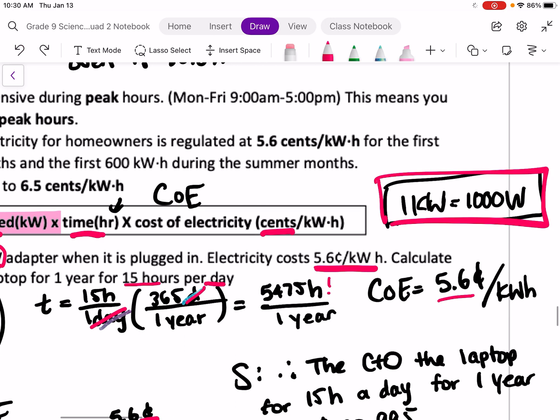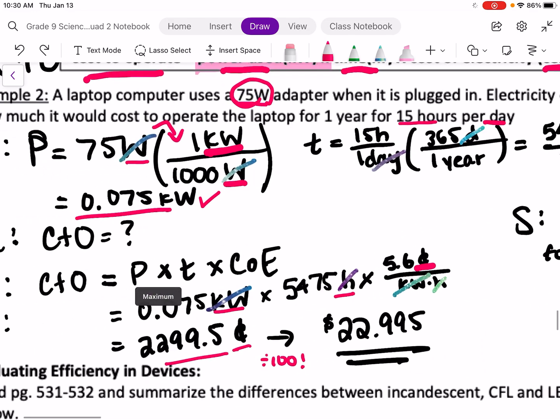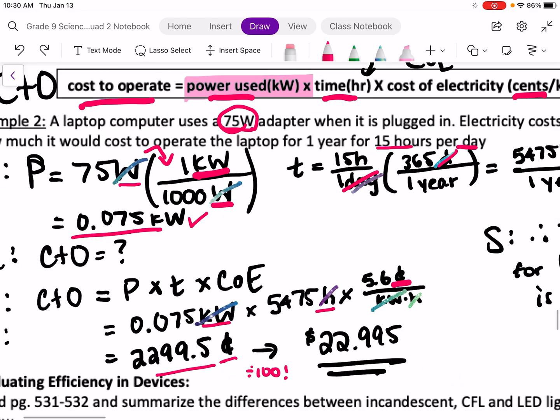We have our cost of electricity. When we plug in all of these values, we get 2,299.5 cents. To convert to dollars, this is what you do. You divide by 100. Respond in either cents or dollars on your quiz.